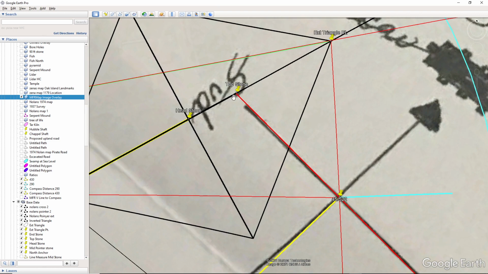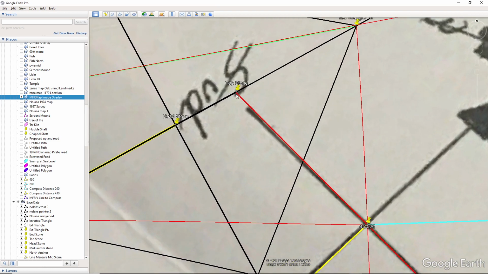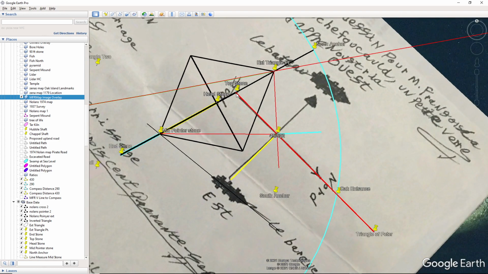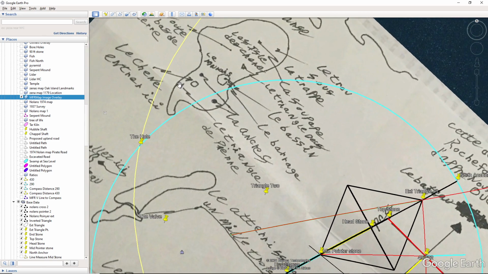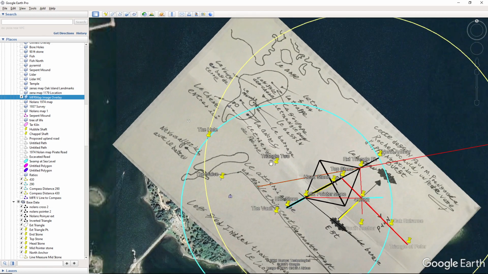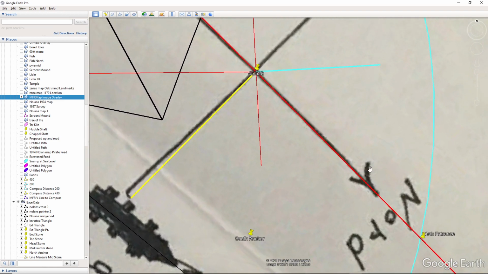It also gives you where the location of the top stone is on Nolan's cross, and that lines up all the way through to the triangle of Peter, which is another point that is on this map right here, Le Triangle de Pierre, which is the triangle of rock or the triangle of Peter. But also notice too, look at this little eye, how it's in the shape of an arrowhead. See how that's in the shape of an arrowhead? That's another little clue.